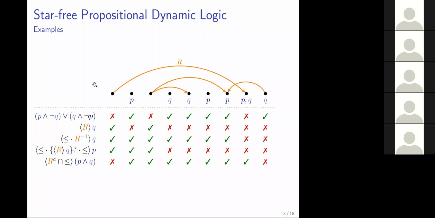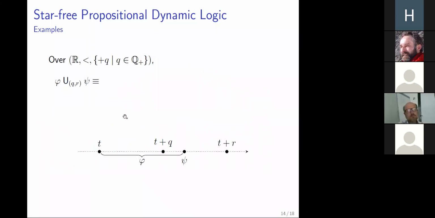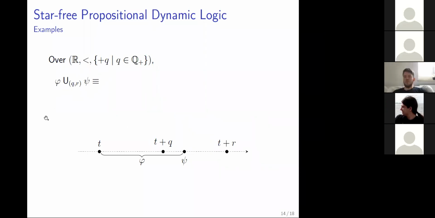So maybe let's finish with one example, which hopefully is a bit more interesting. So take this formula from metric temporal logic. This is an until where the second point has to be in the interval described here. So at position T, the formula holds if I can find a position where I have psi, and which is in between T plus Q and T plus R.